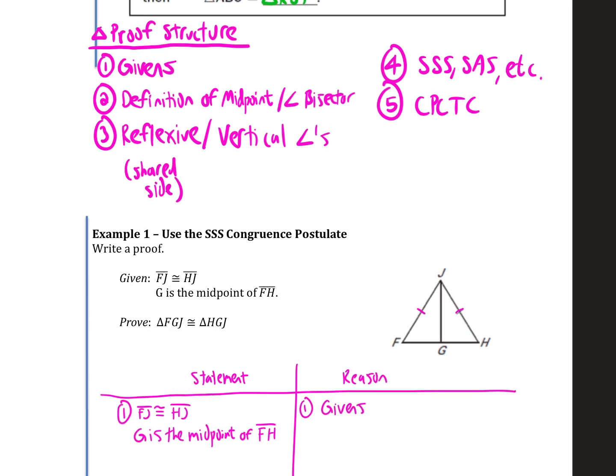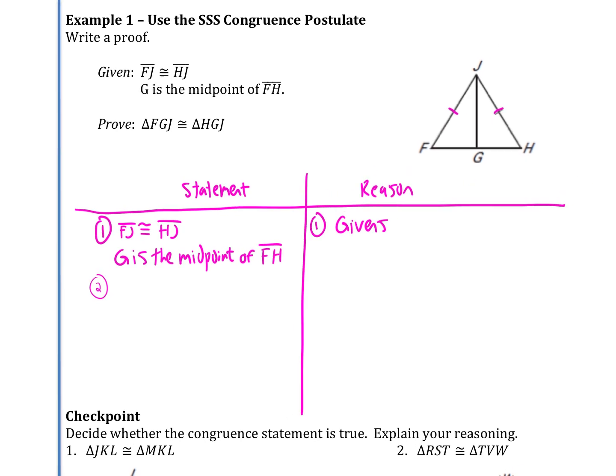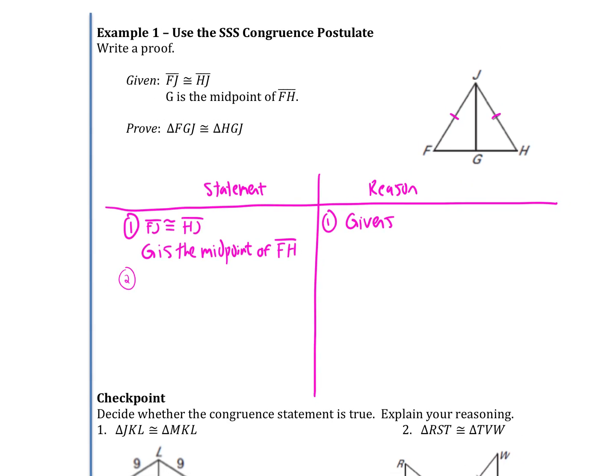Okay? All right. What comes next in our proof structure here? Well, it's definition of midpoint and angle bisector. Do we have a midpoint and angle bisector here? We do. So what does that mean? If G is the midpoint of FH, what does that mean? Well, it means that FG is congruent to HG, right? We got to go in that order because the triangles are kind of mirrors of each other. So FG is congruent to HG. And the reason for that is definition of midpoint. The definition of the midpoint tells us that we can assume that.